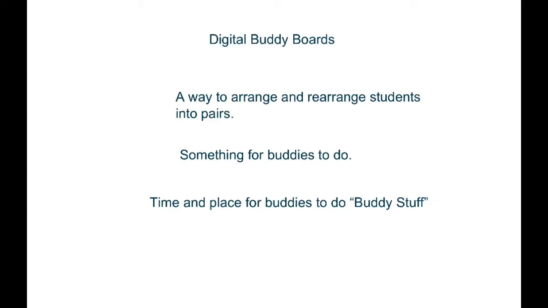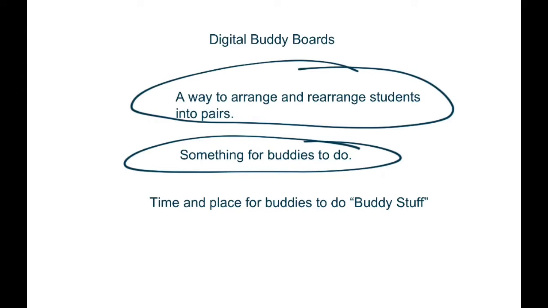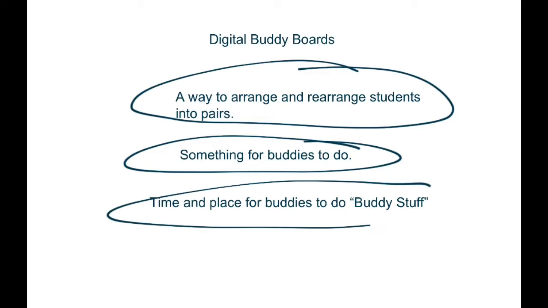To make digital buddy boards work, one of the things that you'll need is just a way to arrange and rearrange students into pairs. You'll need to have something for buddies to do, and it's usually helpful to have a list of these kinds of things ready in advance. And then finally, you'll need a time and a place for buddies to do buddy stuff. Let's take a look at each of these in order.